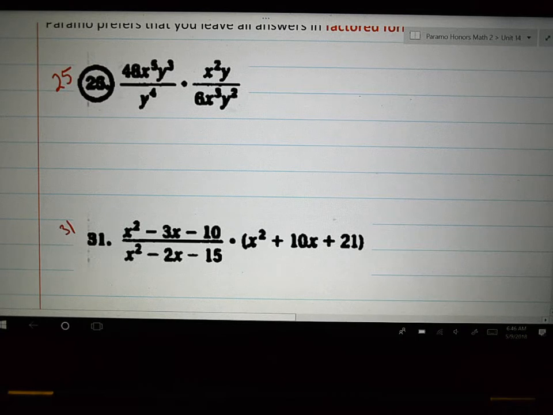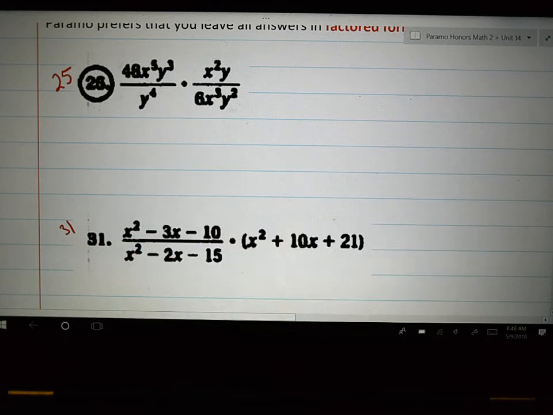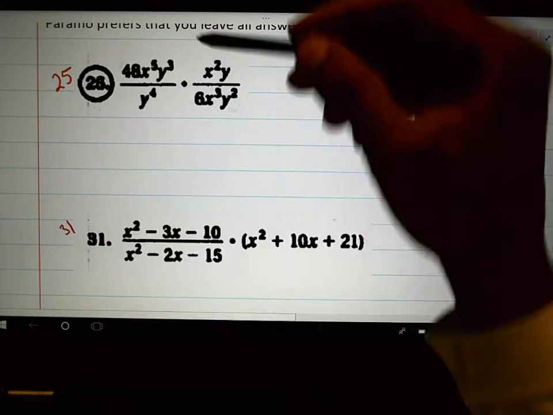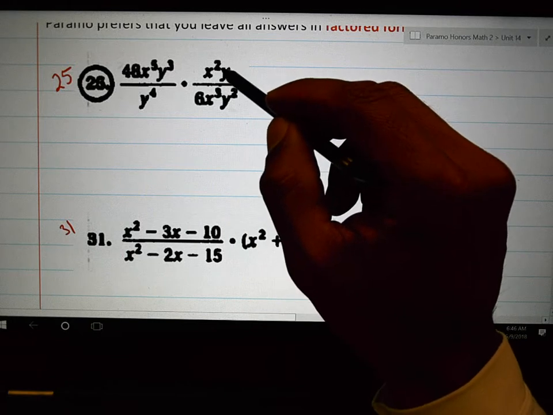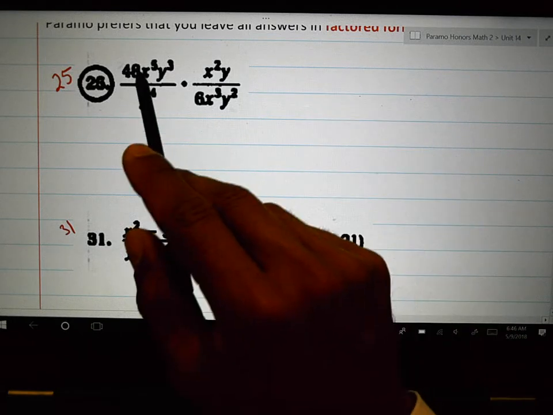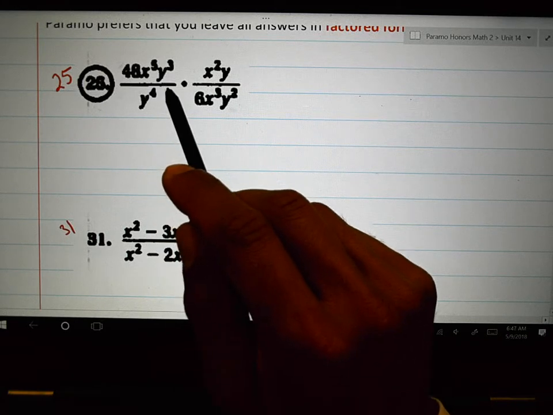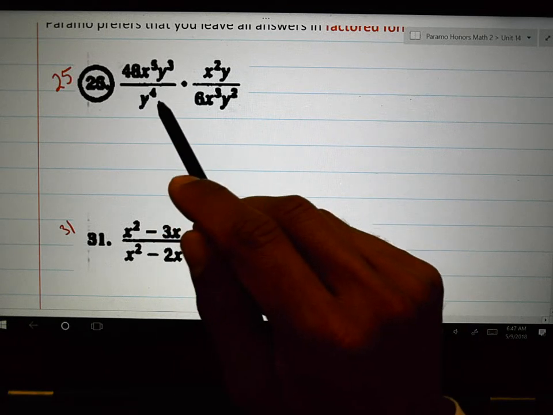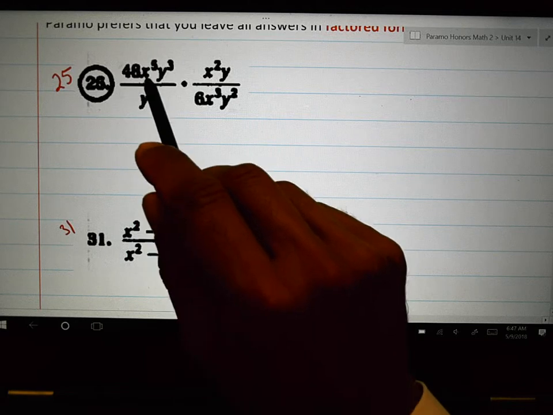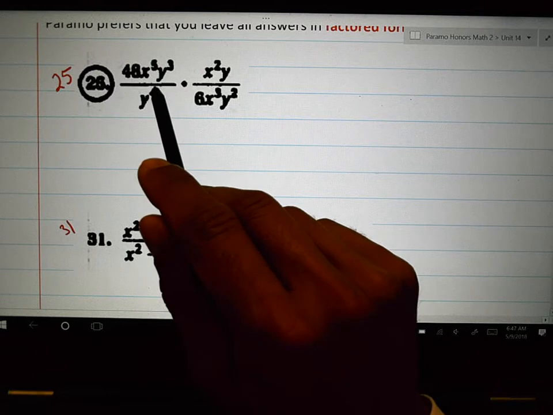The first thing is that you are going to have to decipher what numbers these things are saying. When I look at 25 and I see these numbers, I have to interpret what this is. This is 48x, and I'm pretty sure that's a 5, y to the third over y to the fourth times x squared y over 6x to the third y squared. The quizzes and the test are going to have way better font and graphics, or pixelation. This is a little hard to read. And so if you think that is a 6 and you do the problem as a 6, hey, it's okay, no big deal.